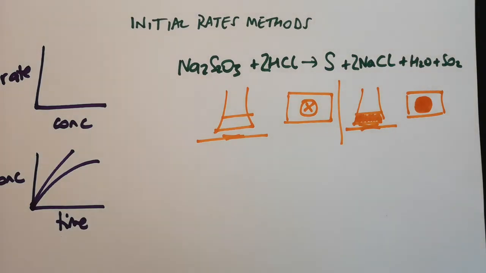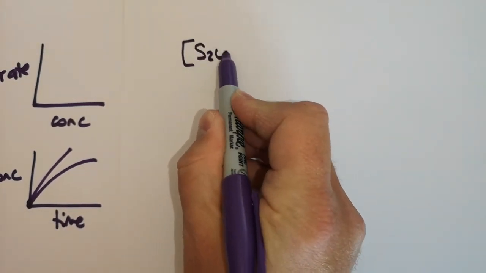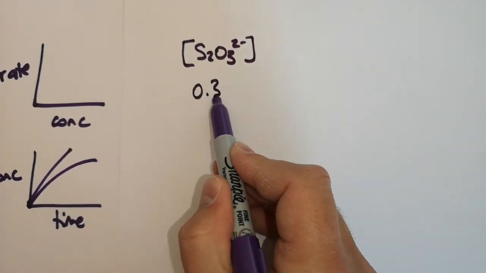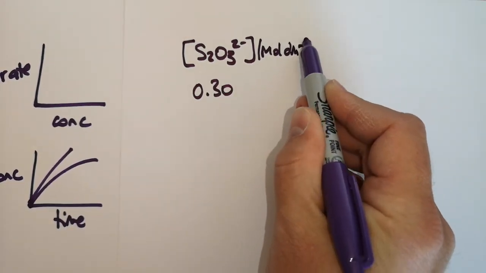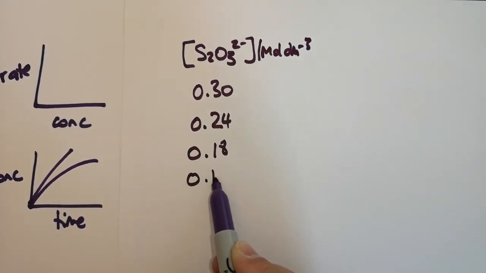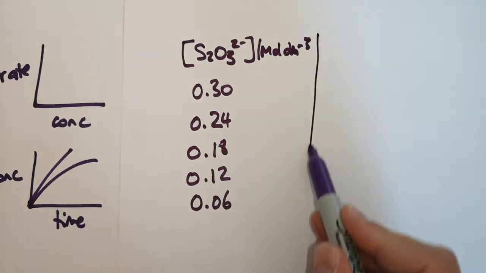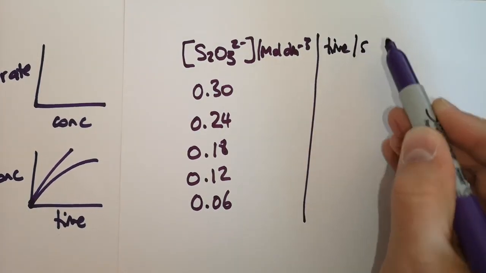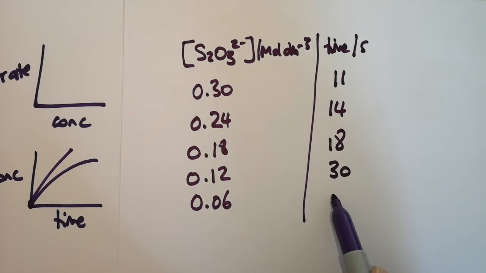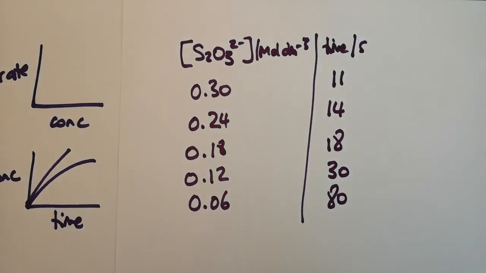So let's look at how we would use that and try and get a rate concentration graph from it. I'm going to show you some example results from this experiment. Let's say that I changed the concentration of my sodium thiosulfate, in moles per decimeter cubed. I did 5 experiments: 0.3 mole per decimeter cubed, 0.24, 0.18, 0.12, 0.06. And I took the times it took for the X to disappear, time in seconds, and that was 11, 14, 18, 30, and 80. As expected, as the concentration decreases, it takes longer for the precipitate to form and for the X to be obscured.